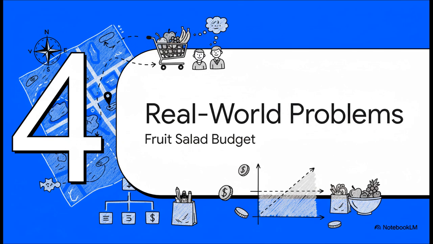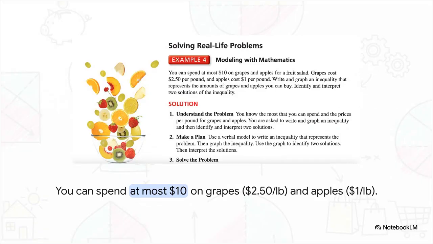Okay, awesome. We've got the technical skills down. Now let's see how this actually helps us with something real. Because this whole mapping thing isn't just for math class. It's for making actual decisions. So here's our situation. You want to make a fruit salad, and you have, at most, $10. Grapes are $2.50 a pound, apples are $1 a pound. The big question is, what are all the different combinations of grapes and apples you can actually afford?